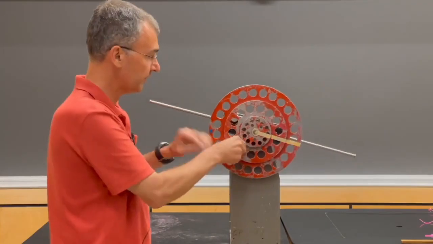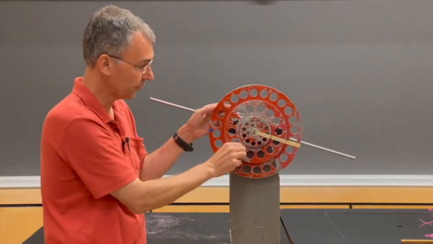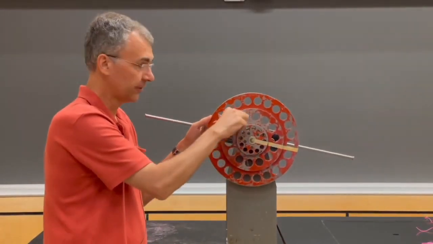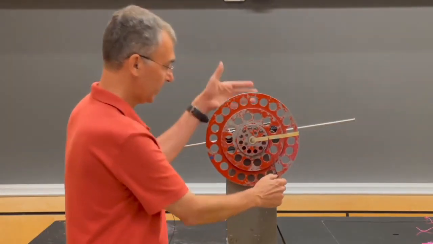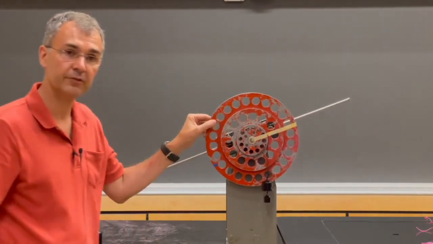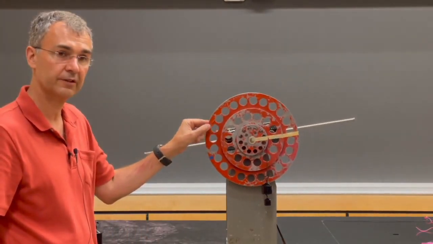For comparison, let's see what happens if we apply that 2.5 Newton force at the original 0.05 meter displacement. Now, do you expect a bigger or a smaller angular acceleration? This is half the torque, but the same rotational inertia. So I think we'll see half the angular acceleration we saw before. Let's see what that looks like.